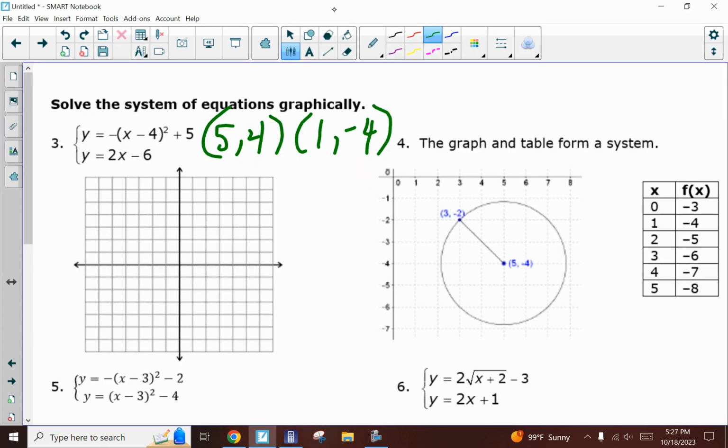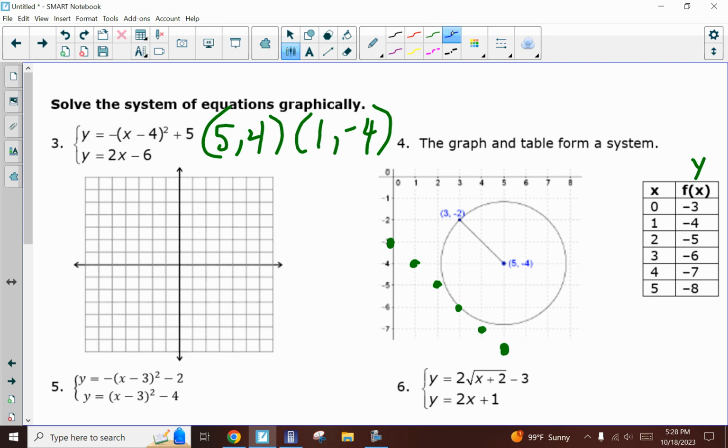Number 4 says the graph and table form a system. So the circle is already there, but this table is not on there. So we're going to go ahead and draw that on there. Remember that f of x is basically your y, so 0, -3 would be down here, +1, -4 would be here, +2, -5 would be here, +3, -6 would be right here, 4, -7 would be right here, and then 5, -8 is off the charts, but we'll assume it's about right there.